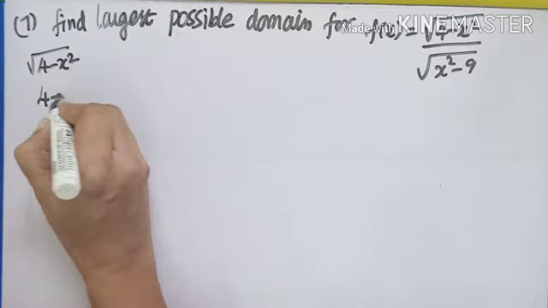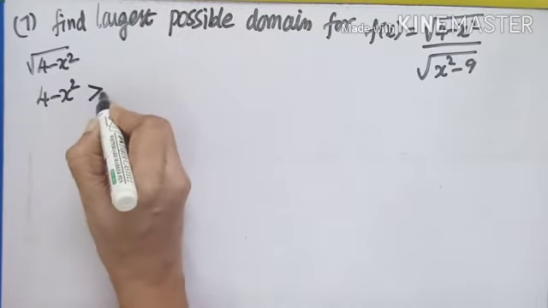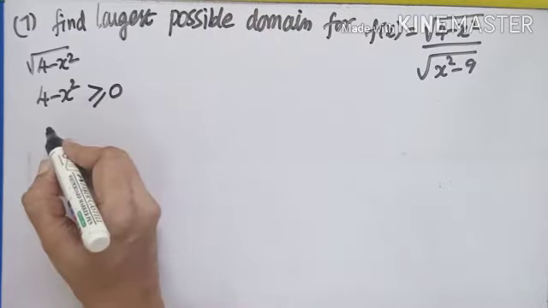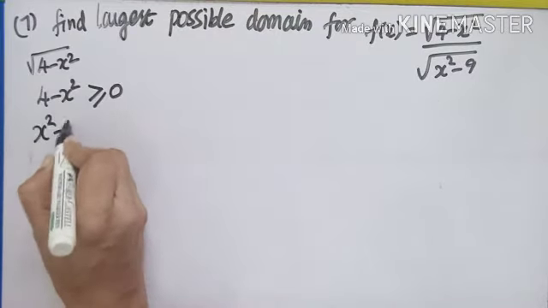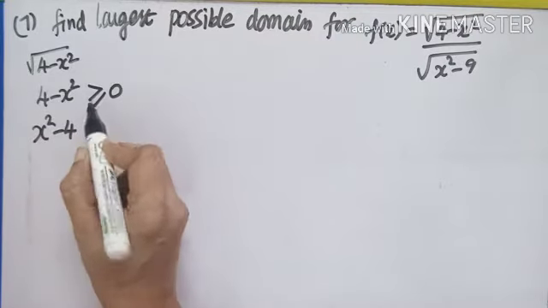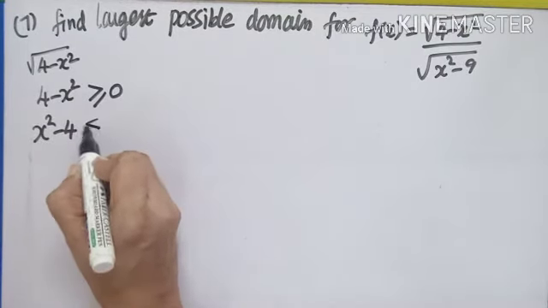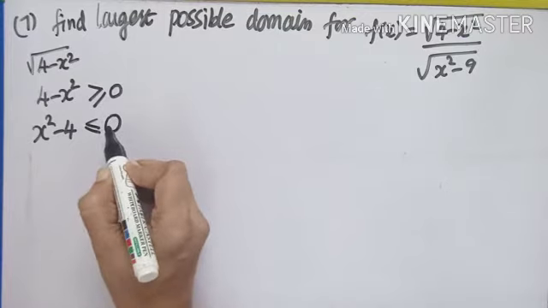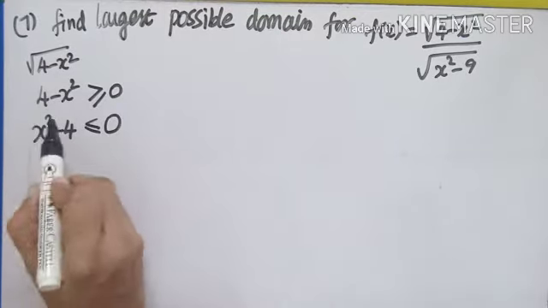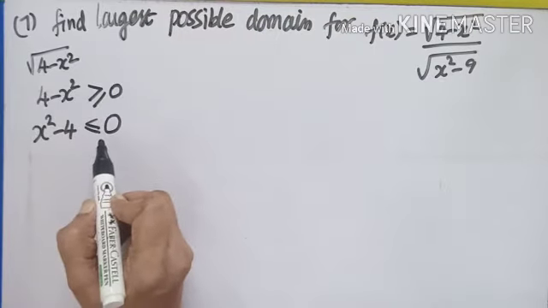So 4 minus x square must be greater than or equal to 0. Or I will say x square minus 4. Whenever I change the symbol, the inequality reverses. All this in detail we will study in the second chapter. So whenever we change the symbol, greater becomes less.